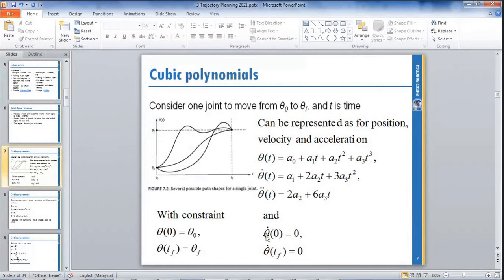So this information you will get from this equation before you start anything on your manipulator. This example is the velocity: before you start, velocity is for sure 0, and after you stop, it is 0 velocity.